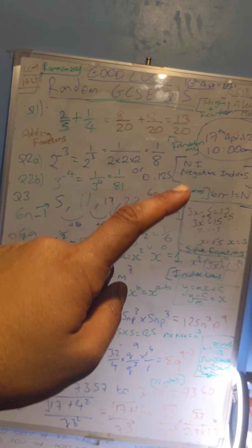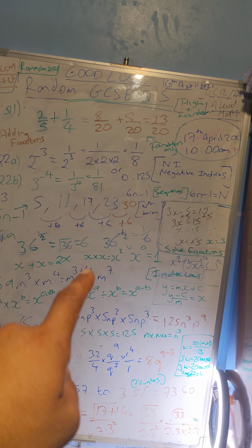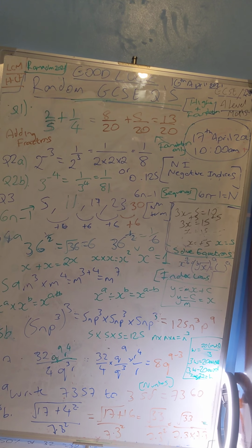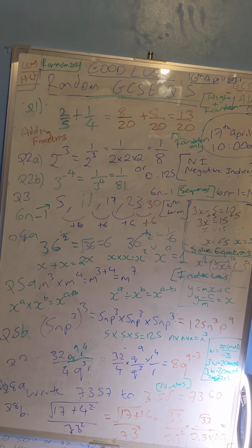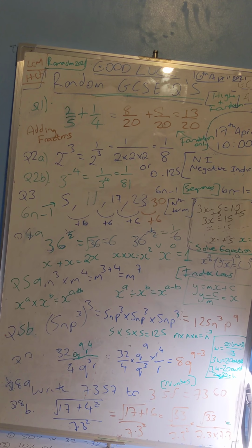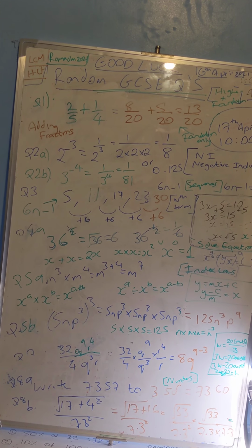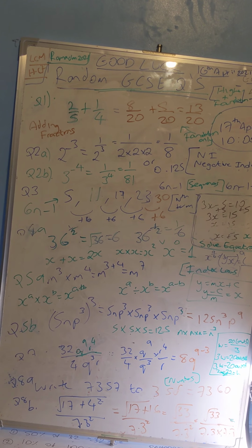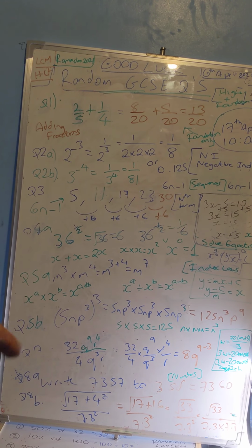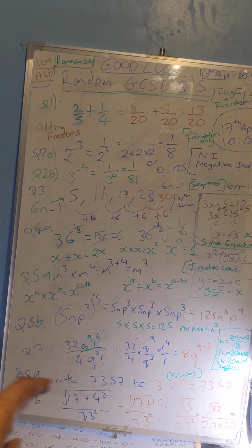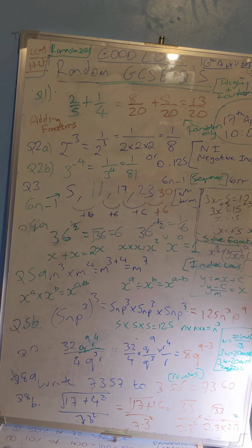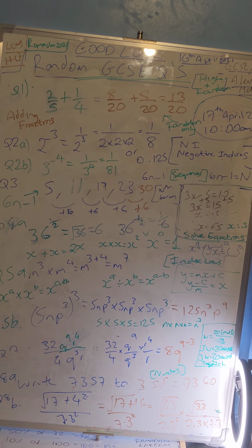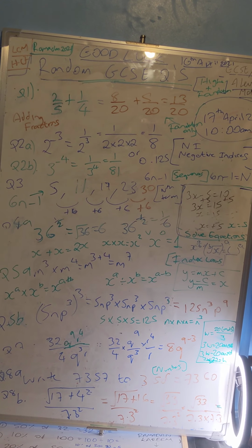Question 4 is looking at fractional indices. Question 5 is looking at indices again, so index laws. I'm not sure why I put question 8 there, it should be question 5B, and then I've put question 7. Question 8 is looking at rounding and using your calculator. So make sure that you're happy with those sorts of questions and those sorts of topics.